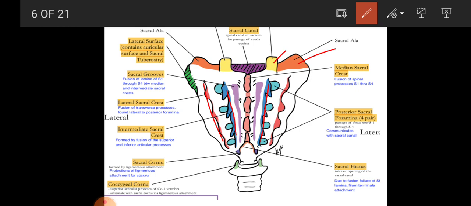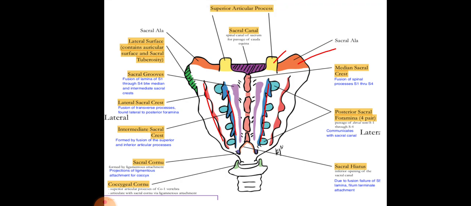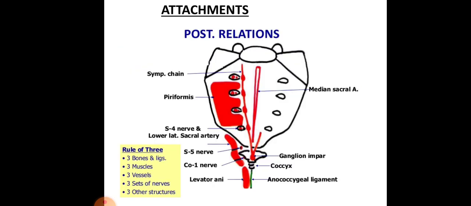Then we have the sacral cornu, that is the inferior articular process of the fifth sacral vertebra. Then there is the coccygeal cornu, which is the superior articular process of the first coccygeal vertebra. Then the sacral hiatus is the inferior opening of the sacral canal. So these are the structures on the posterior surface of the sacrum.